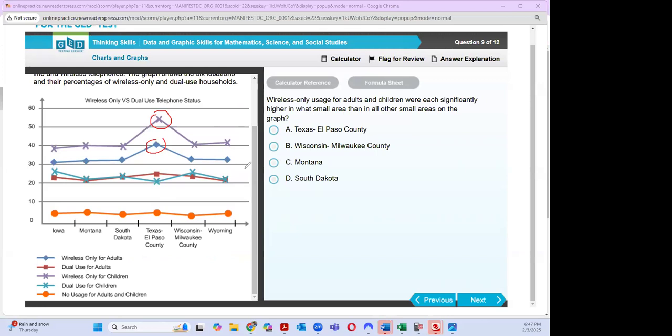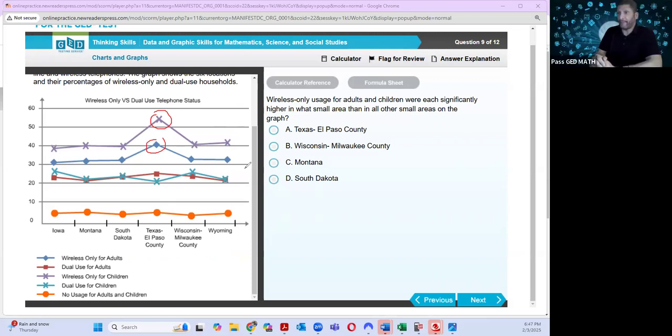So purple means wireless only for children, and that blue is wireless only for adults. So what is that city? Texas, El Paso. Yes, bam. Easy question.